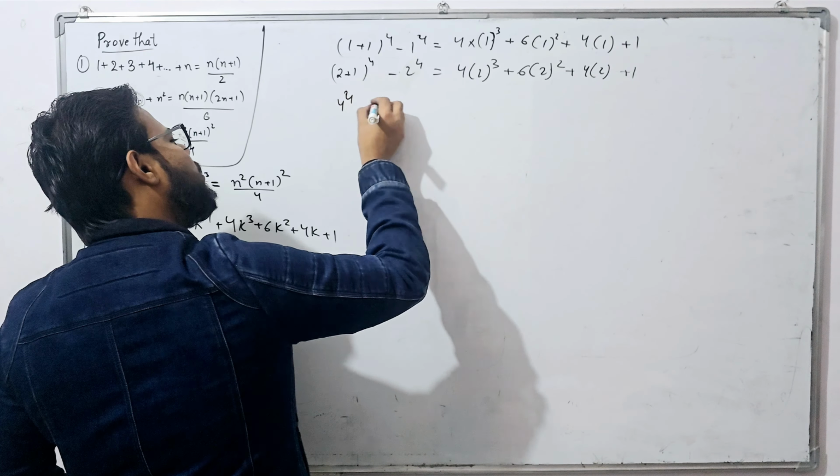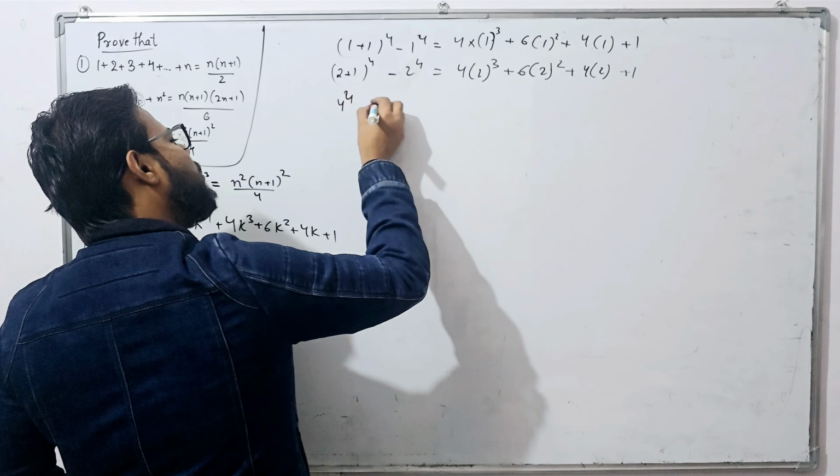till (n+1)^4 minus n^4 is equal to 4 times n to the power 3 plus 6 times n to the power 2 plus 4 times n plus 1, right? Now just add all this expression. What you get? This is 1, right? Of course, again it is a telescopic series.